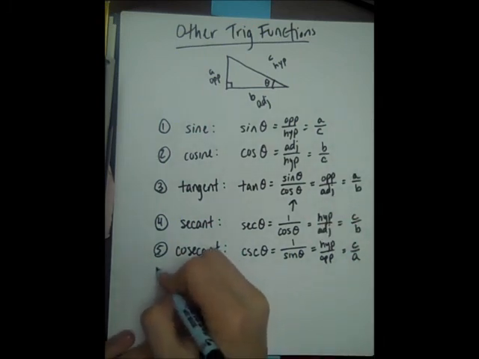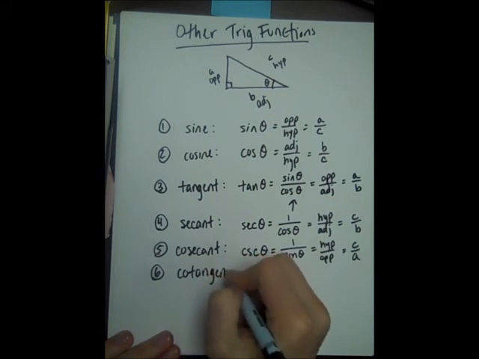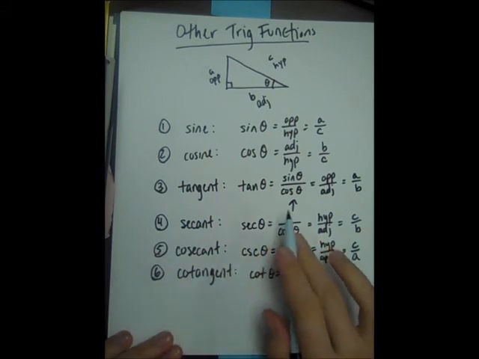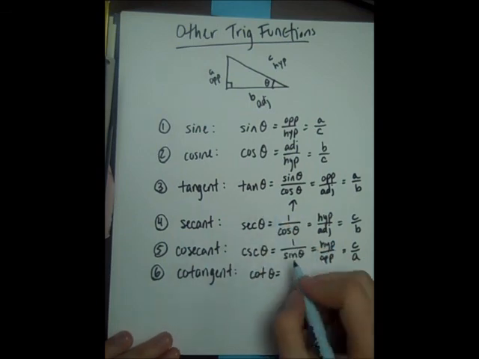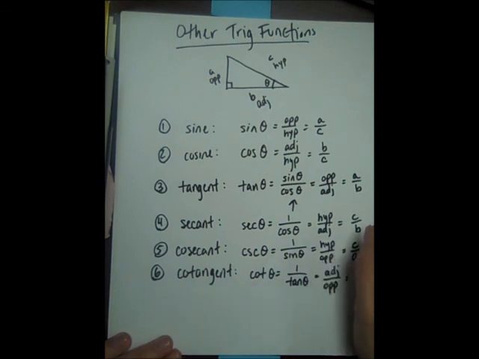And then lastly I have cotangent. So cotangent of an angle matches up with tangent, so I take the reciprocal of tangent, so 1 divided by tangent of theta, which is going to be adjacent over opposite, which is B over A. So if you can find tangent, you can also find cotangent just by flipping the fraction.